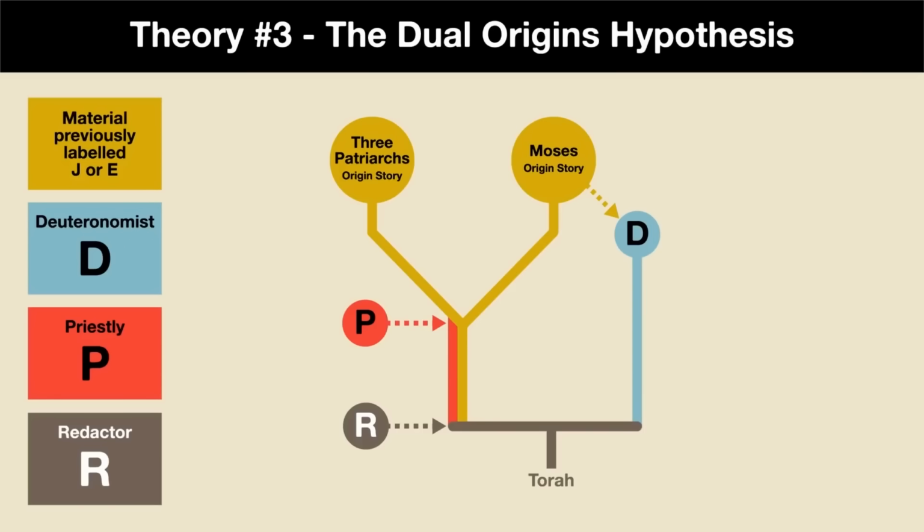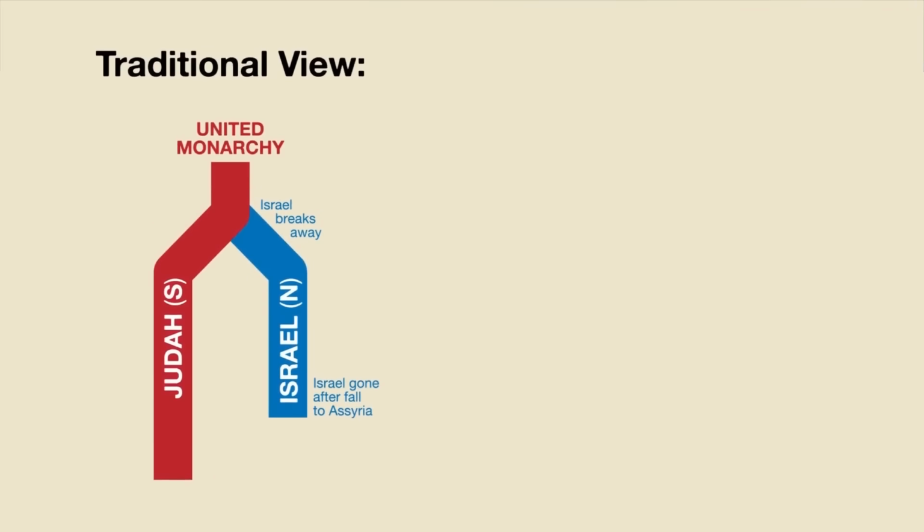In fact, considering that the ancient Israelites were originally two separate kingdoms, it actually makes more sense that there would be two separate origin stories, not just one. So what biblical scholars are slowly starting to realize is that when it comes to the history of ancient Israel, we've basically had it backwards.